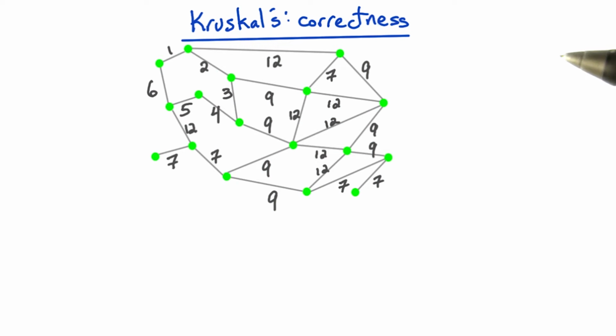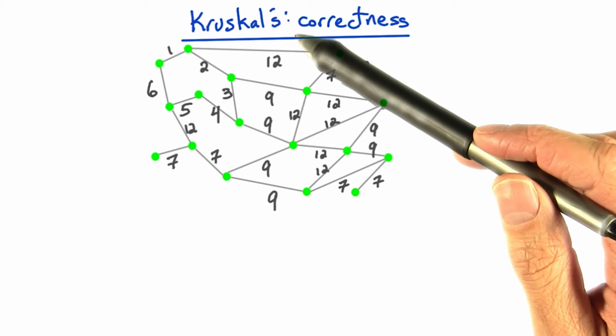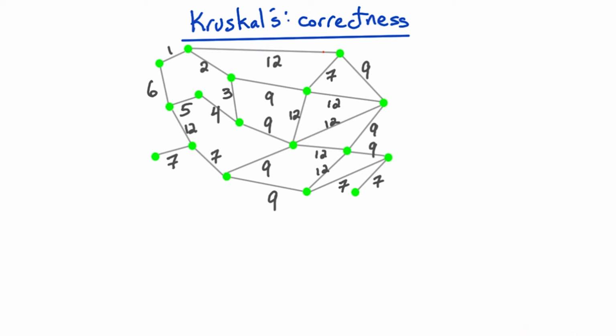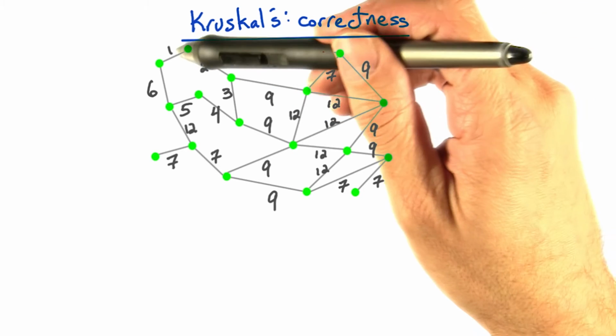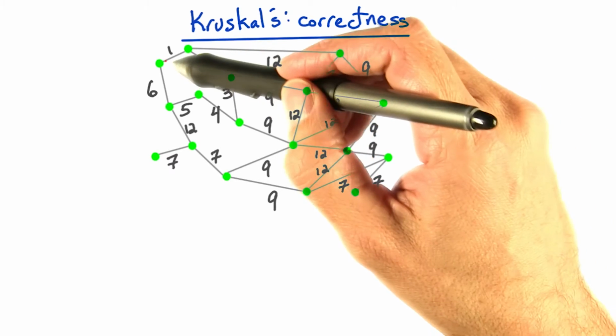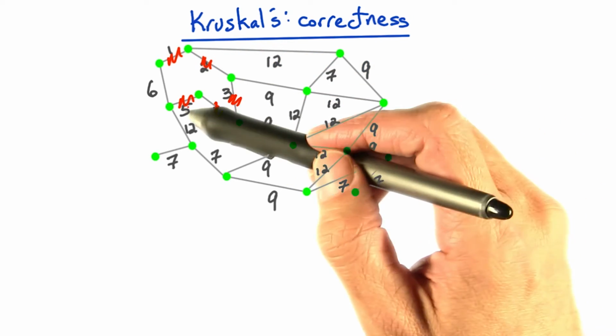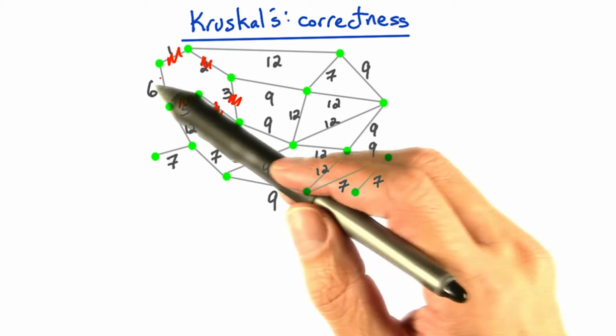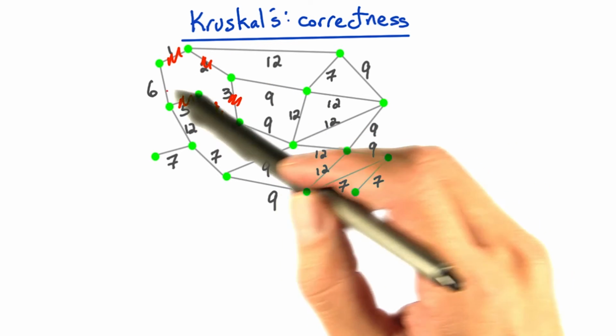Now let's get the idea for the proof of correctness of Kruskal's algorithm by looking at our earlier example. So recall what Kruskal's algorithm is going to do. It's going to consider these edges by increasing weight. So we're going to add in these first 5 edges. The 6th edge we're going to skip because it creates a cycle.